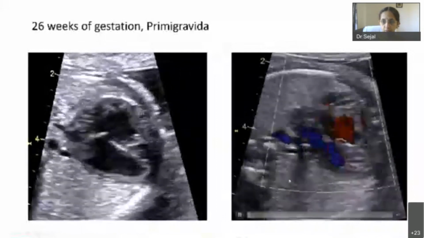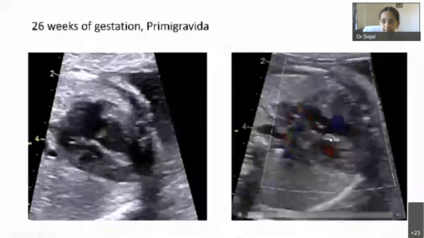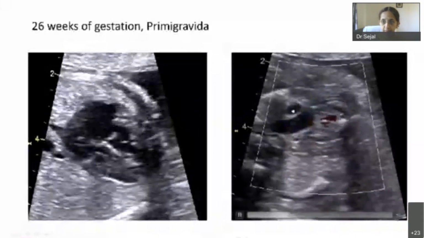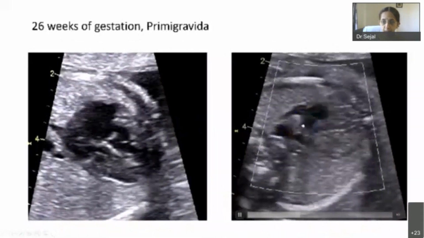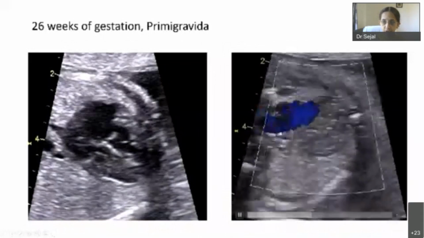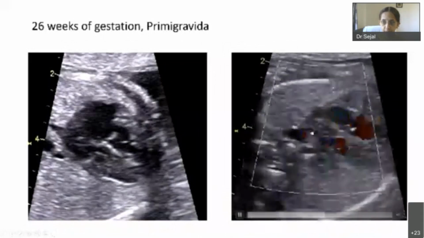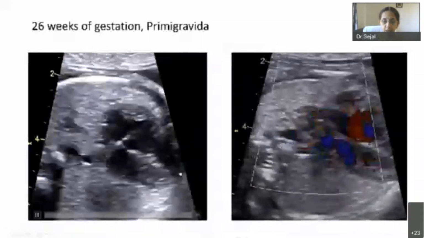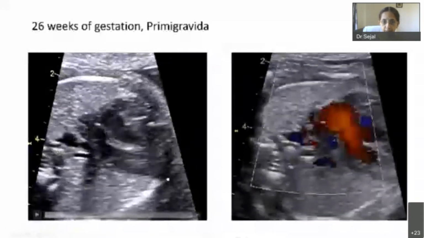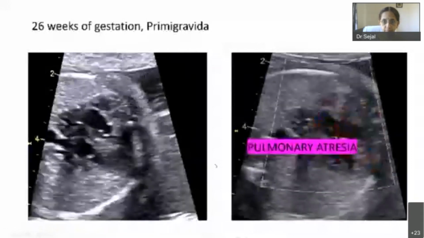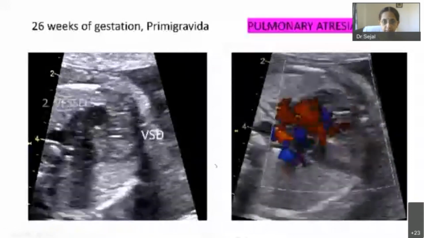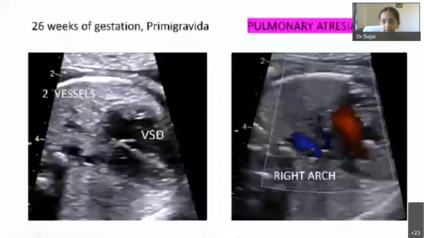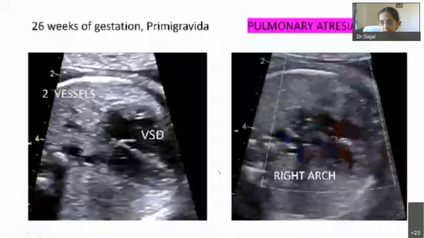So if you see on color, you can see here the VSD, and then this is the large vessel which is overriding the interventricular septum, and then you have this vessel which is hardly filling. The vessel which is coming from the overriding IVS is filling up beautifully in terms of forward flow. So basically, what do I see? I have a VSD, I have 2 vessels. In the place of 3-vessel view, I have 2 vessels, and here you can see something.